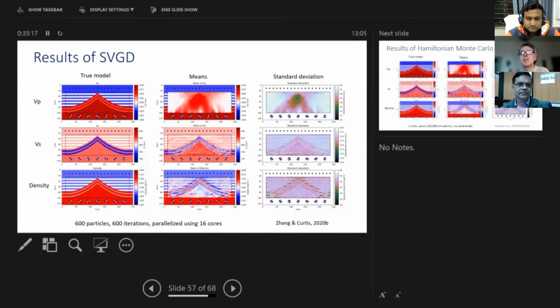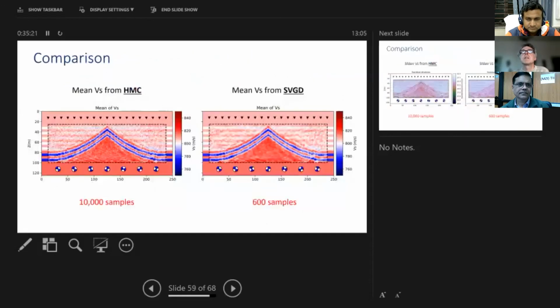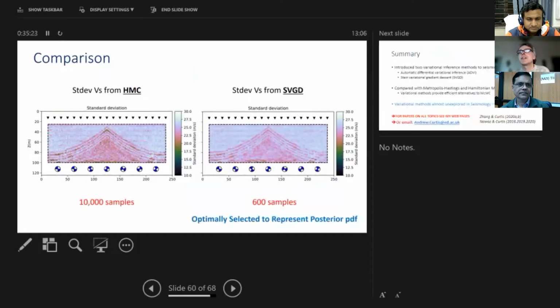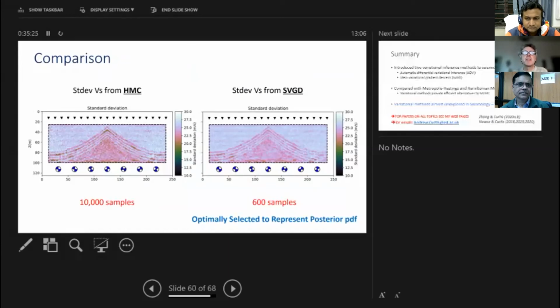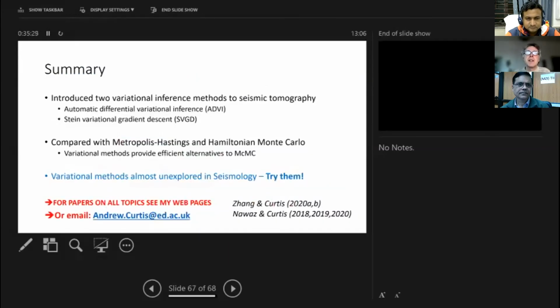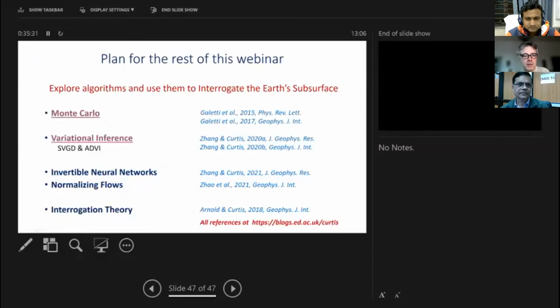In terms of the correlation between parameters, I thought I had a movie here that showed the correlations, but anyway, that shows you the kind of results that we get from applying these methods to full waveform inversion.